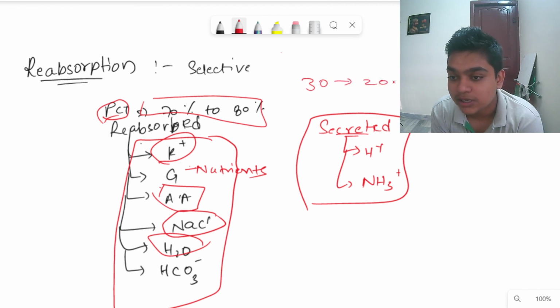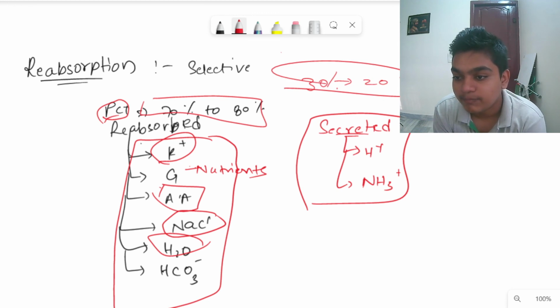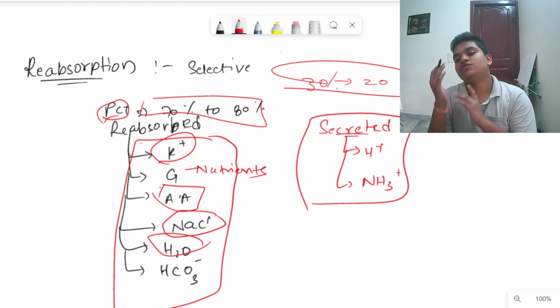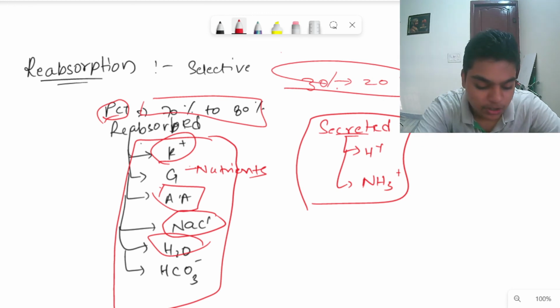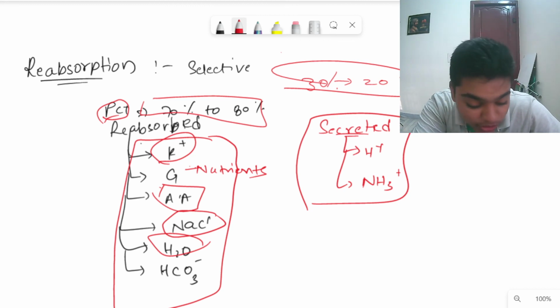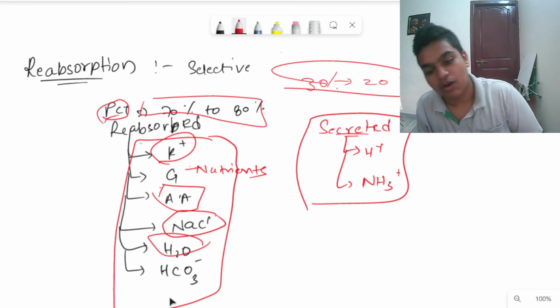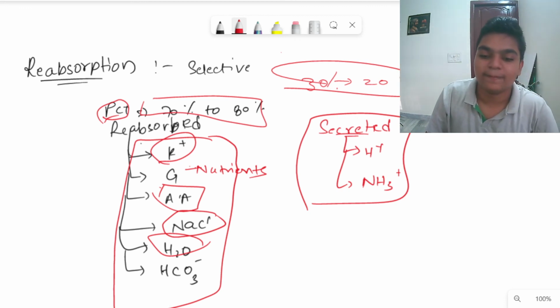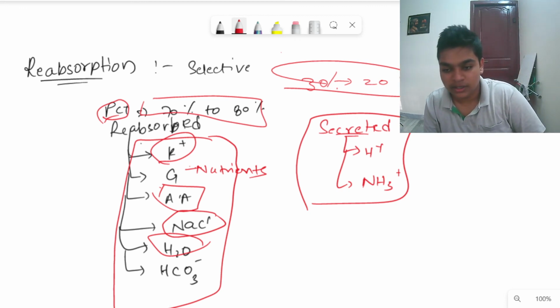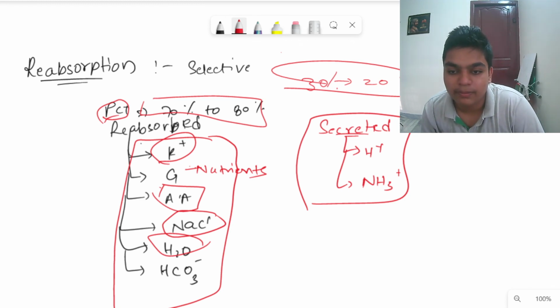Now the remaining 30 to 20% of the electrolytes will be reabsorbed in the remaining tubular parts of the nephron. In the next video we will be discussing all of this and completing it, and then we will move on to the mechanism of concentration of the filtrate.